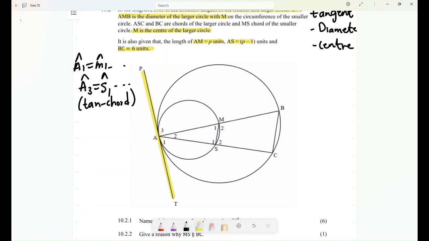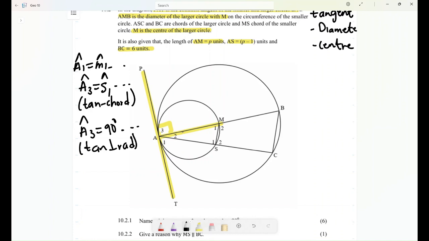Then another property is that if I have a tangent, now I'm looking at the bigger circle, a tangent and a radius. AMB is a diameter, it means AM is a radius, and MB is a radius. Remember, a radius is half of a diameter. The theorem says if this is a tangent and this is a radius, at the point of contact the angle that it makes there is 90 degrees. So I'm going to say angle A3 is equal to 90 degrees. Why am I saying that? Tangent is perpendicular to the radius.